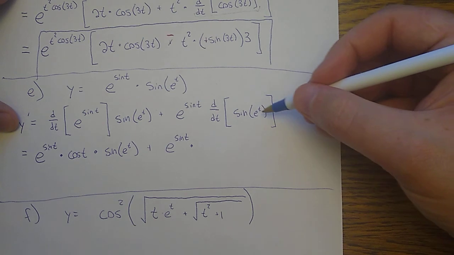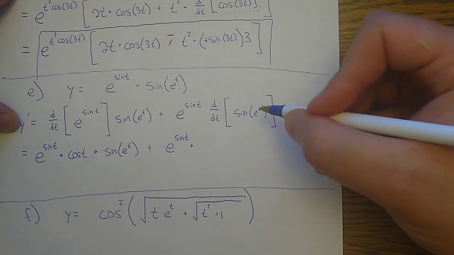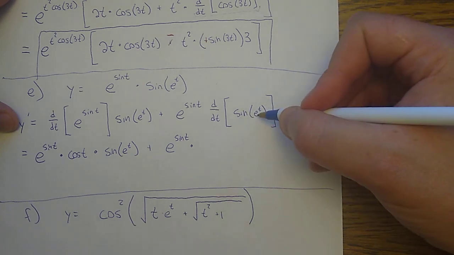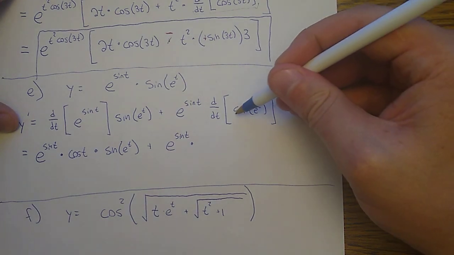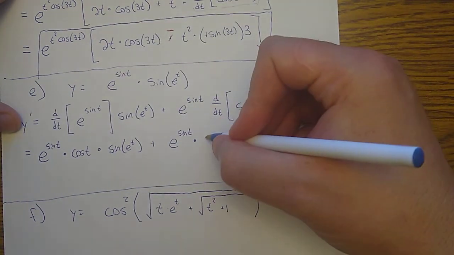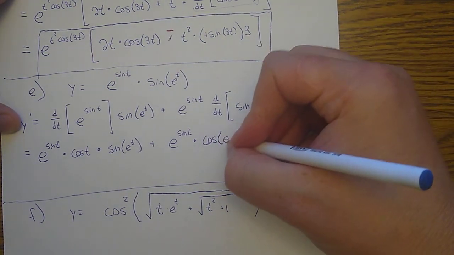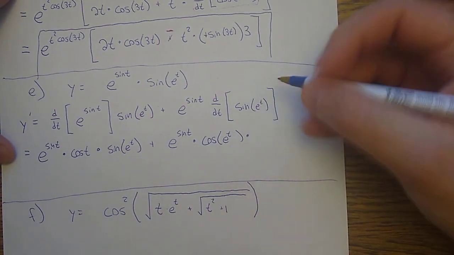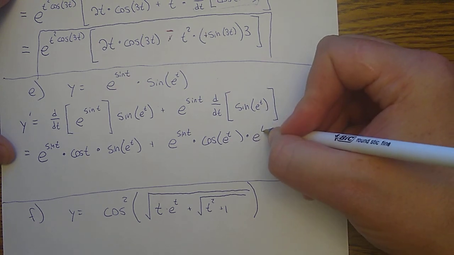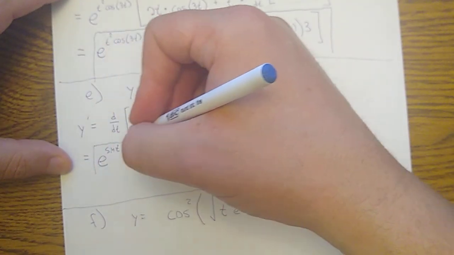And then, what is this? This is just a chain rule as well, except now the outside function is sine, and the inside function is e to the t. So the derivative of the outside is cosine. So I'm going to have cosine with the same inside, so cosine of e to the t, times the derivative of the inside. And the derivative of e to the t is e to the t. Right? And that is our answer.